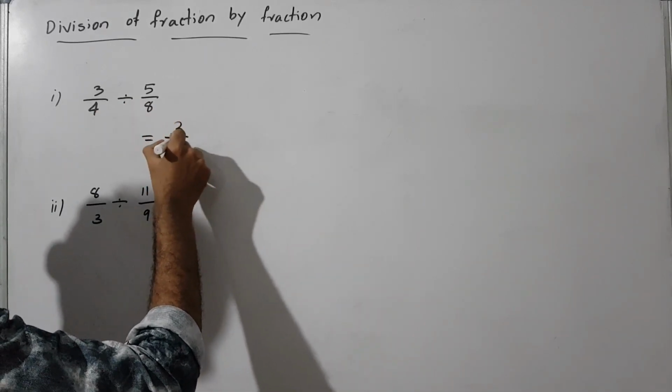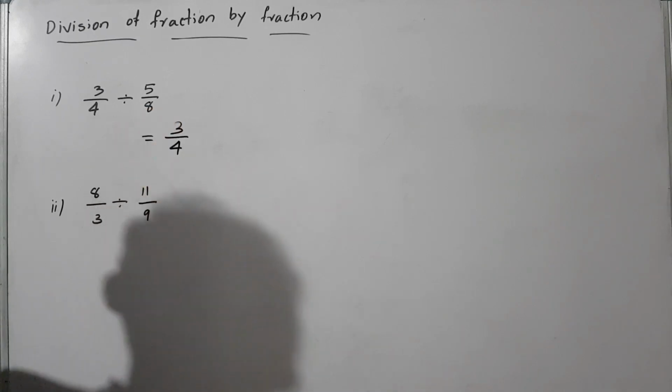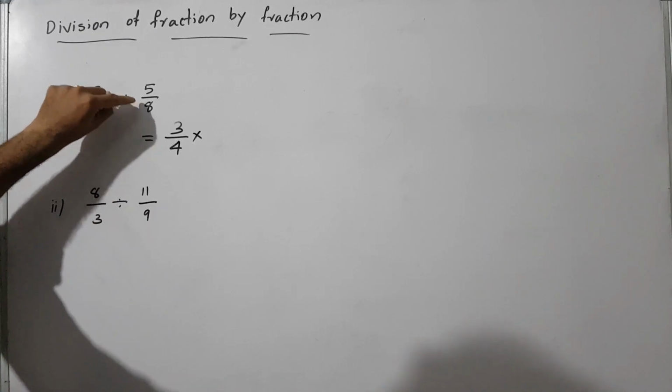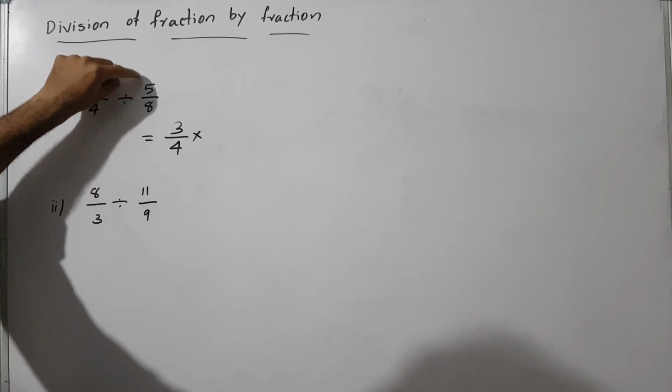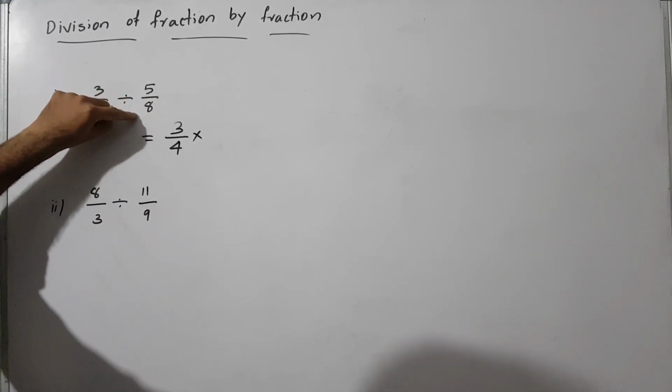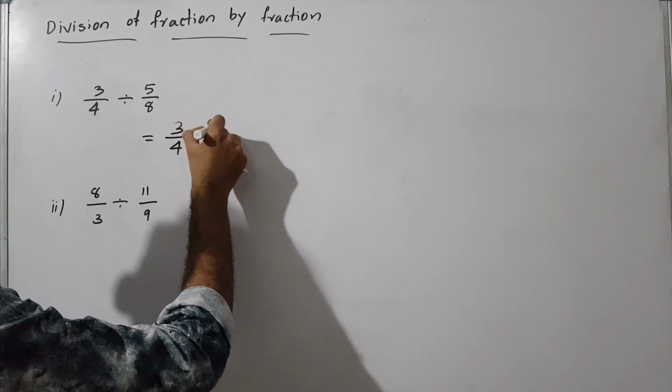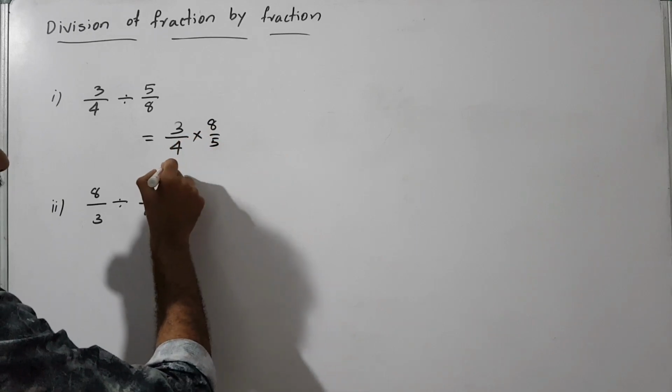First, there is no change in the first fraction, 3/4. Then the reciprocal of the divisor, the second fraction. What is the reciprocal of 5/8? Yes, just the opposite, correct? That's 8/5. Now we know how to multiply this, correct?